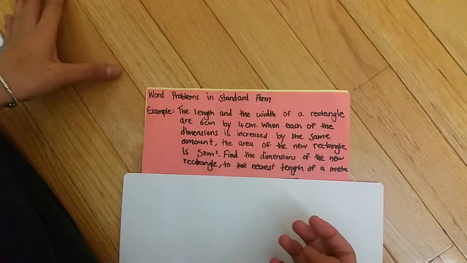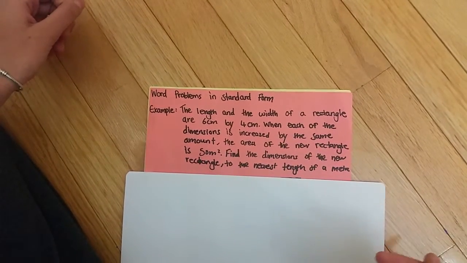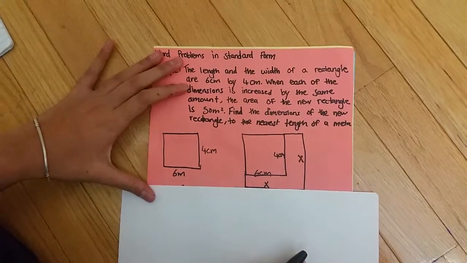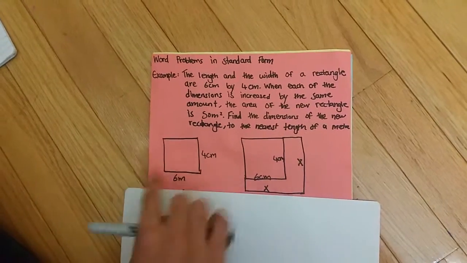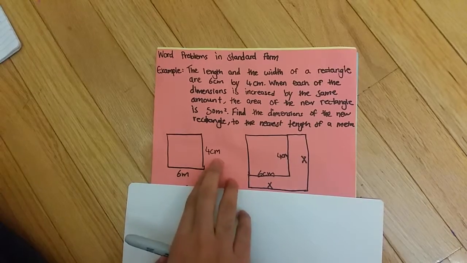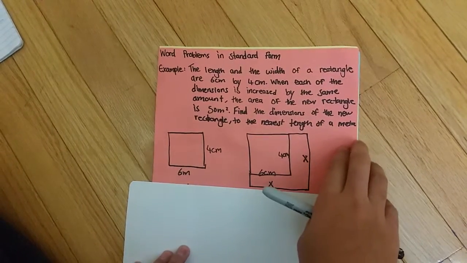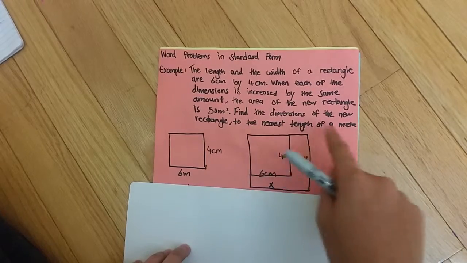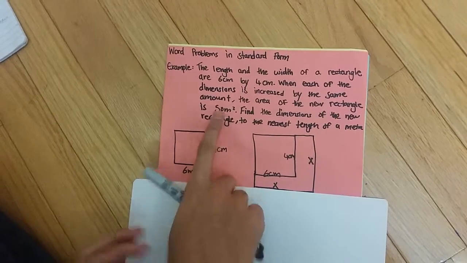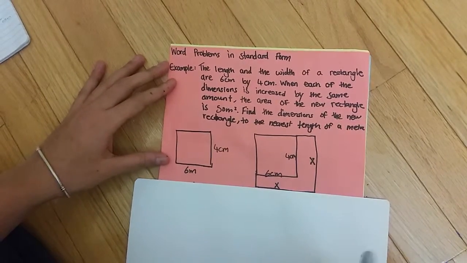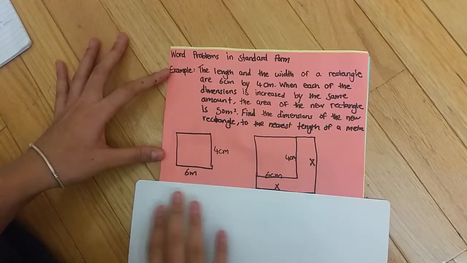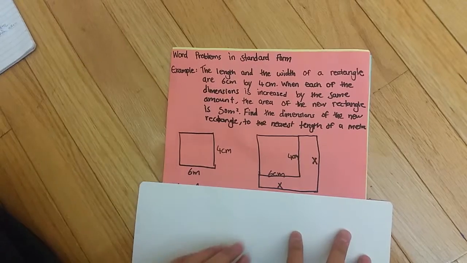Whenever you're given dimensions, you always want to have a diagram, which is why I have a diagram. It's a simple diagram, just any rectangle that's 6 centimeters by 4 centimeters. The rest of the problem states that when each of the dimensions are increased by the same amount, the area of the new rectangle is 50 meters squared. So now we can draw ourselves a second rectangle just for visual reference. This is completely optional. If you just prefer one, that's completely up to you.